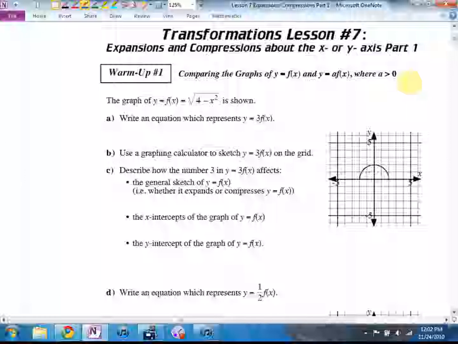So for example, y equals, it says, what is this a graph of? Semicircle of radius 2. Now they gave it to me here. It says write an equation which represents that. Well, no, I'm not going to put f of x, Mr. Dueck. I'm going to actually say that since f of x is the square root of 4 minus x squared, I'll put that there. That's the equation of 3 times f of x.